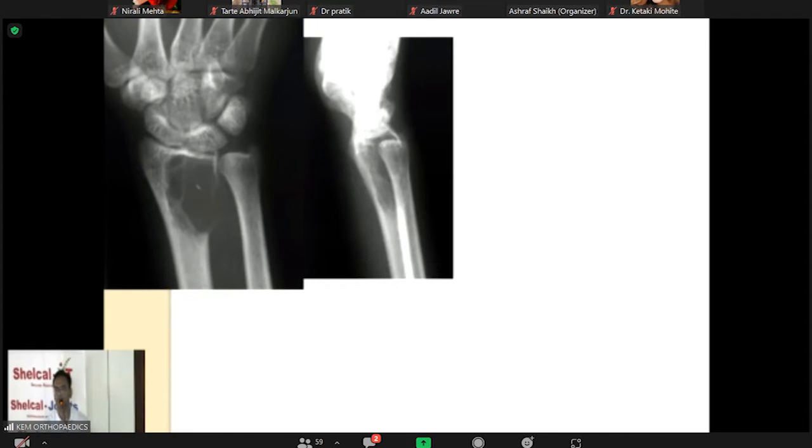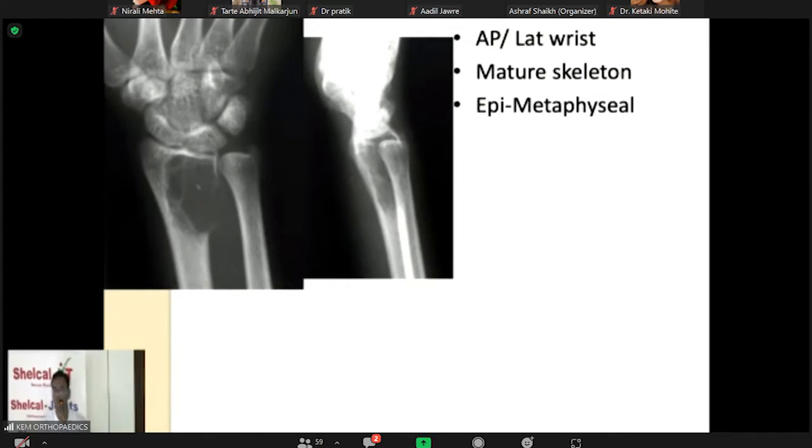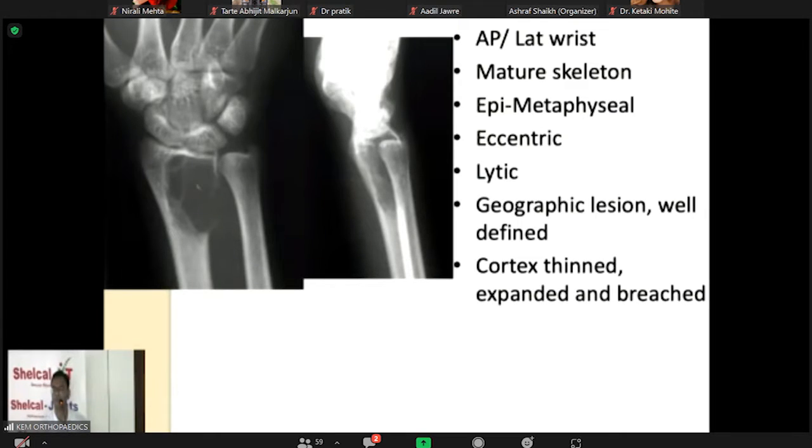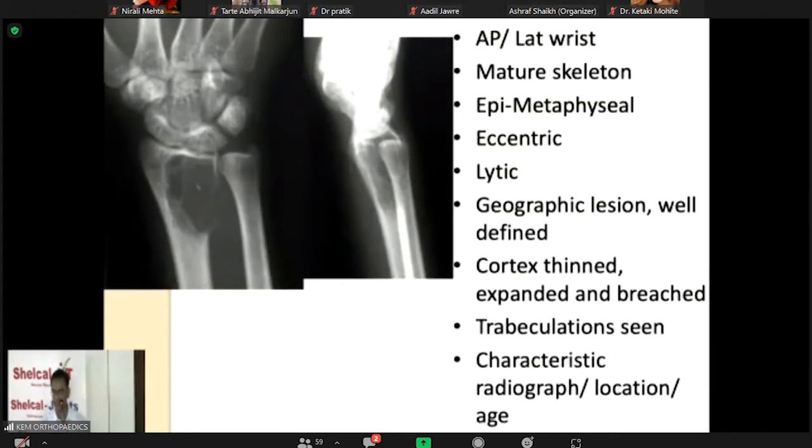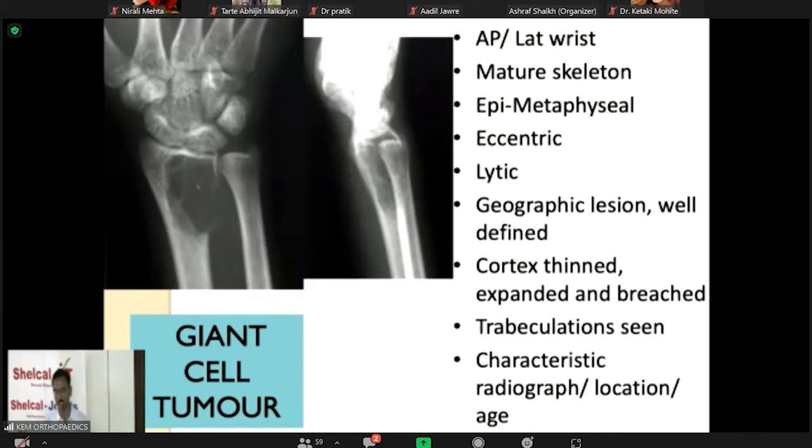It's an anteroposterior and lateral view of a wrist X-ray, mature skeleton, with a lytic lesion with septations, with thinning of cortex, an expansile lesion, mostly suggestive of giant cell tumor. Correct. So epimetaphyseal area, eccentric location, lytic lesion, geographic distribution of matrix, cortex thinned out. It's a giant cell tumor in the wrist.